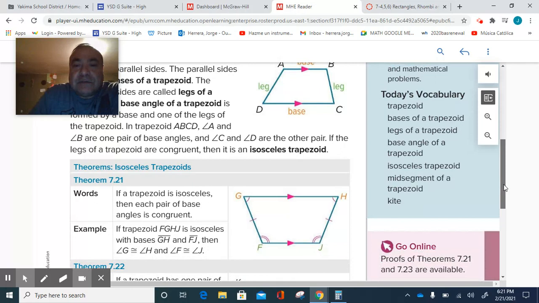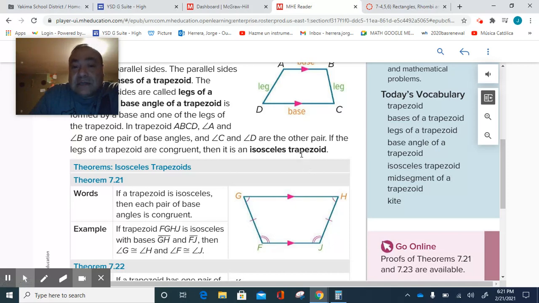An isosceles trapezoid is when you have two equal sides. Can you see that? If you have two equal sides, then you have an isosceles trapezoid. So if two sides are the same, then the bottom angles will be equal to each other, and the upper angles will be equal to each other. Can you see that these two angles will be the same?